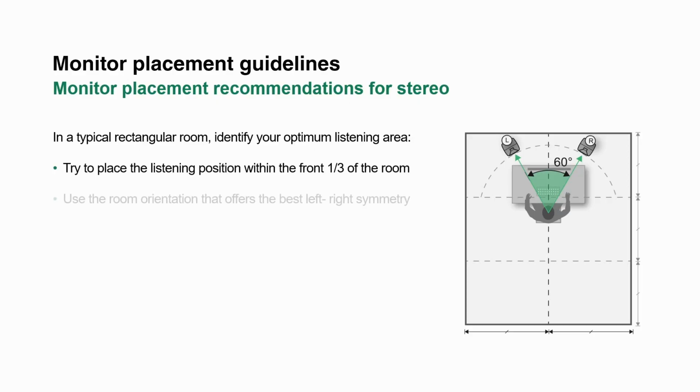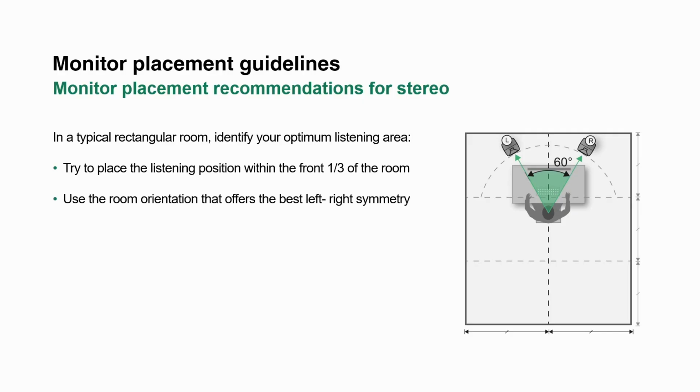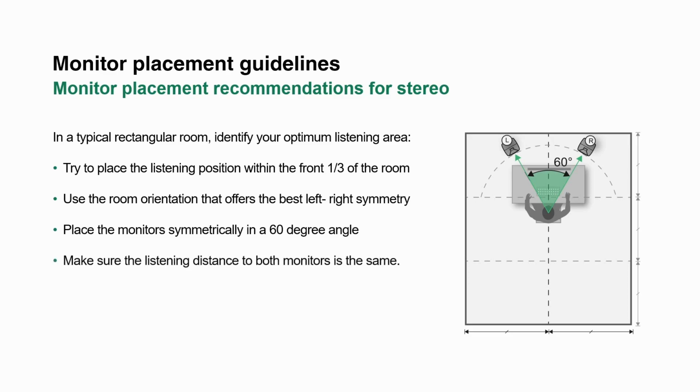We try and look for the room orientation that offers the best left-right symmetry, ensuring that we don't have a huge amount of space on either side of the monitoring system. For stereo application, we'd look to position the system at 60 degrees, so toeing the monitors in towards the listening position. And finally, ensuring that the listening distance to both monitors is the same, so that both monitors are essentially the same distance from the listening position.